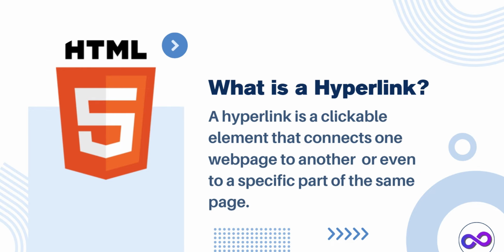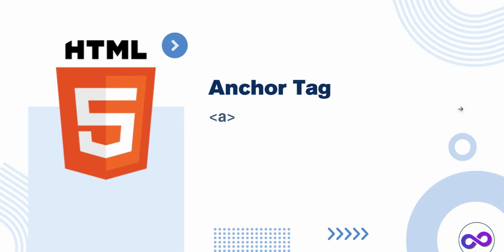Let's start. What is a hyperlink? A hyperlink is a clickable element that connects one web page to another, or even a specific part of the same page. A network of interconnected pages. For example, when you click Learn More on a website and it brings you to another page, that's a hyperlink. In HTML, hyperlinks are created using the anchor tag.